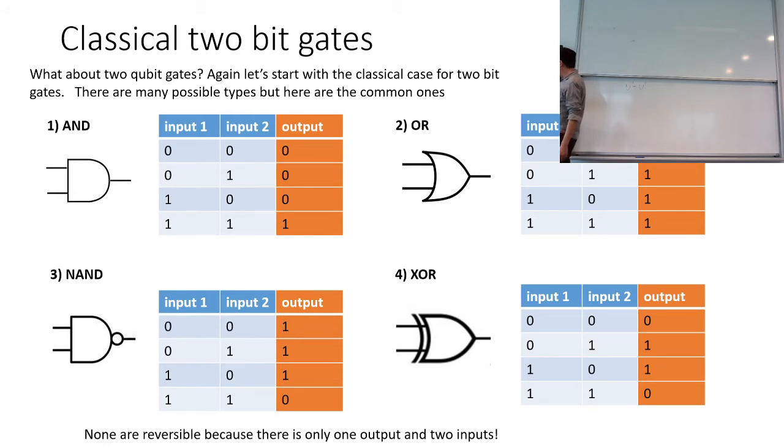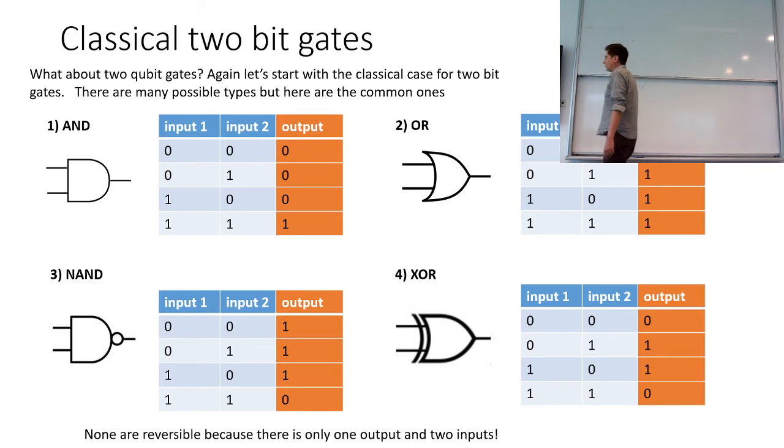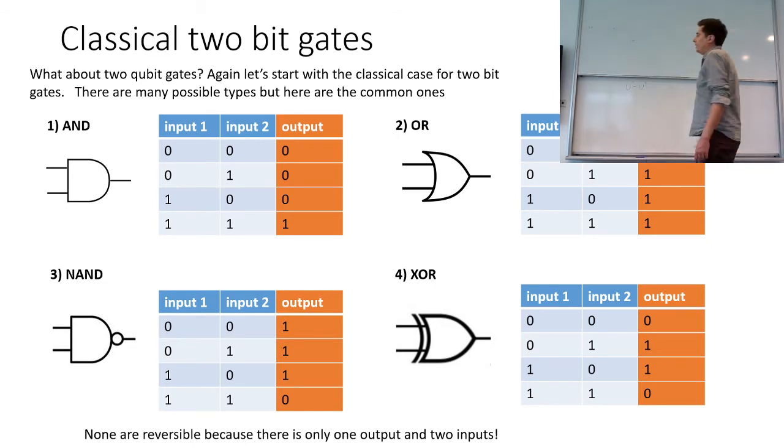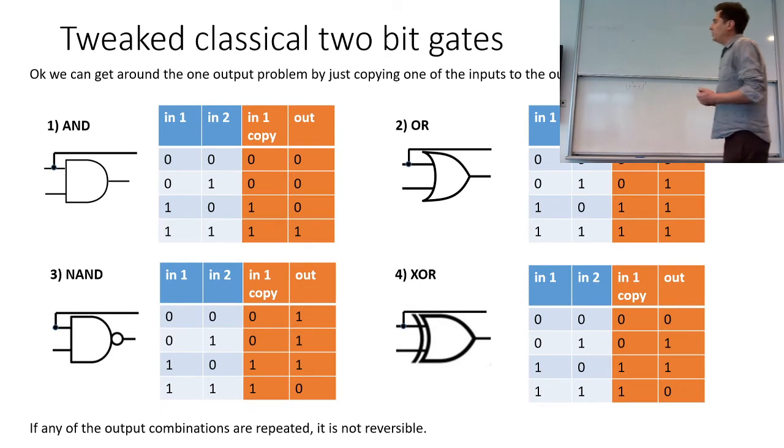Even for XOR, if the output was 1, I couldn't work out which one of the inputs it was, because there's two cases with 1, and two cases with 0. It's kind of like too many degrees of freedom and not enough information. So we need to fix this up, because clearly we're not going to be able to make any 2-qubit gates this way. So let's do this trick.